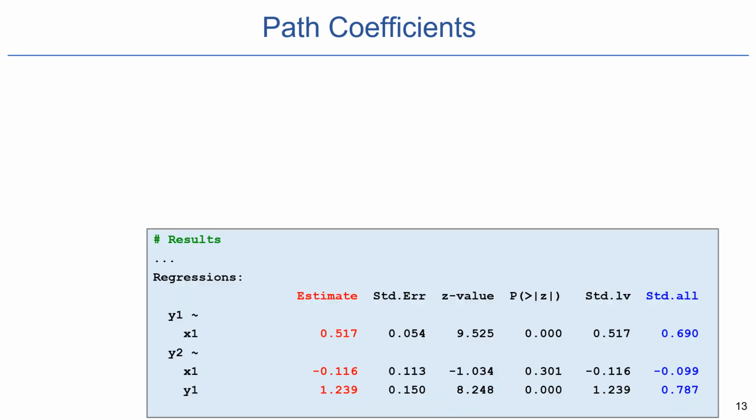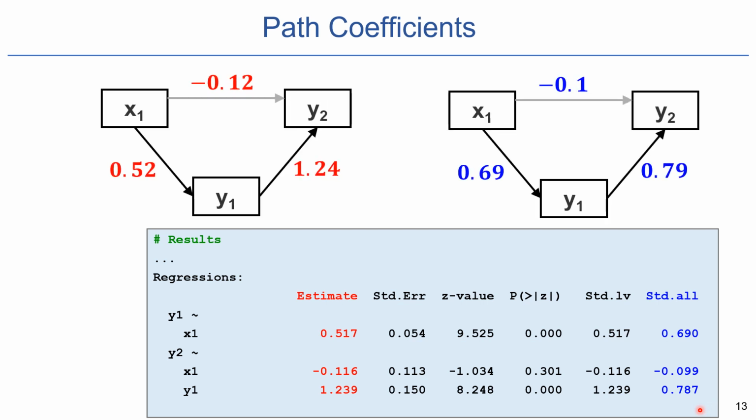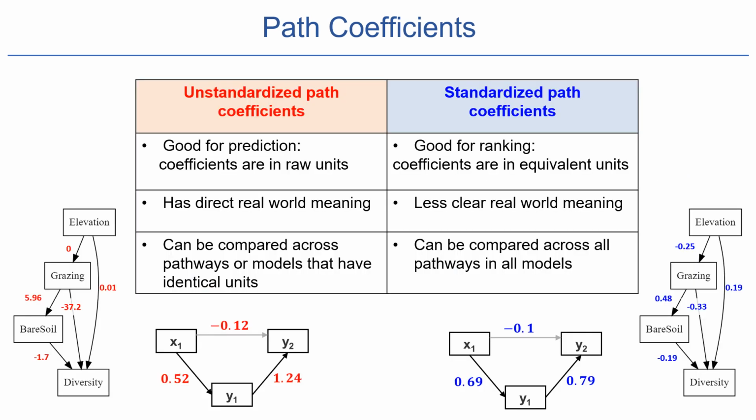And the summary function gives us the results for the regression coefficients, and these are our path coefficients. The estimates in red are the unstandardized, and in blue are our standardized path coefficients. Then, depending on our study, we choose which one we take and fill our path diagram. And here an additional thing I did: I made the link from x1 to y2 gray in order to show that this effect is not statistically significant here.